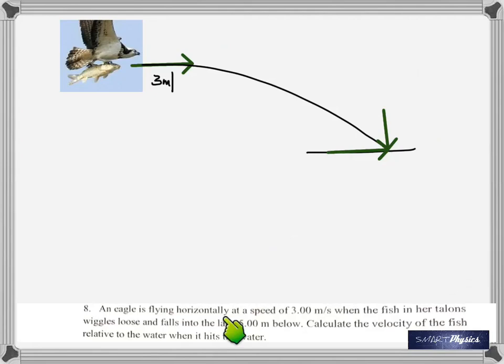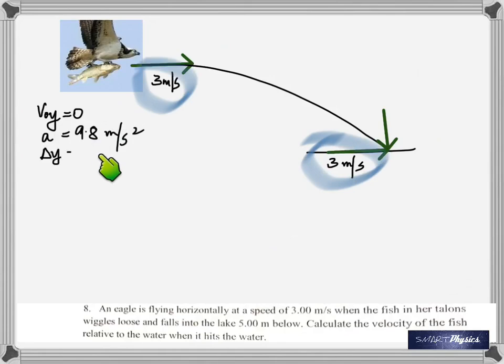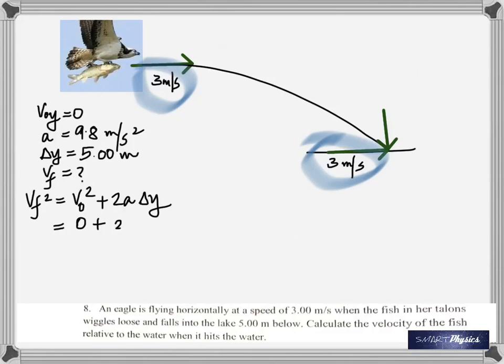Alright, important word: the eagle is flying horizontally, so therefore its initial vertical velocity is 0. Well, it has a horizontal velocity of 3, but its initial vertical velocity is 0. Acceleration is 9.8. Delta y is 5 meters. It says it falls 5 meters below. Find the final velocity. Okay, so you can use this equation and you get the final velocity. That's the final vertical velocity.